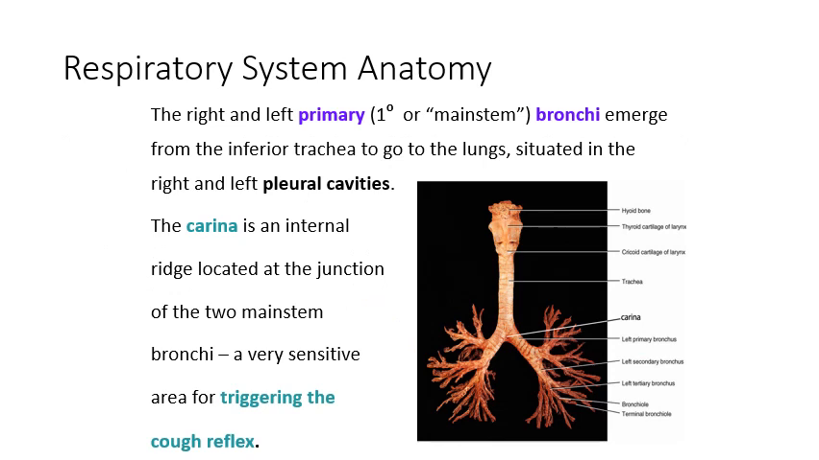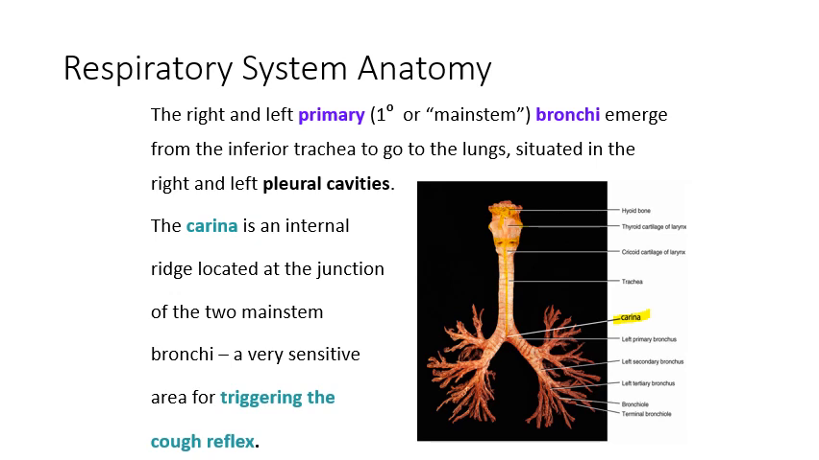Okay, so here we can kind of see, starting up top, hyoid bone, the thyroid cartilage and the cricoid cartilage, so all of this is larynx. Then we've got the trachea, which extends from the larynx down to this structure here, the carina. The carina is basically the fork in the road where your trachea ends and your two bronchi begin. It's also a trigger point for your coughing reflex.